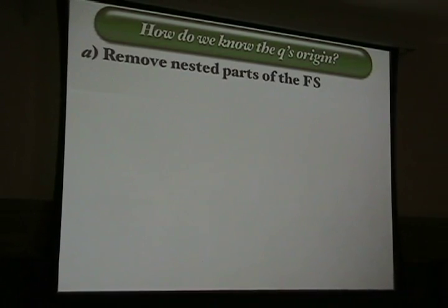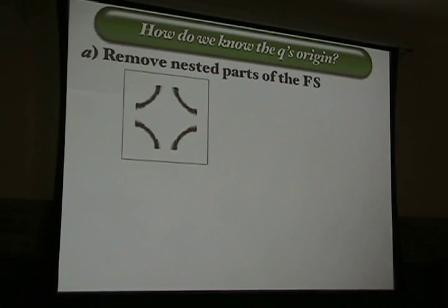So why do these remain constant? And, oh, I took that slide out. I'm sorry. So first of all, how do we know where these things come from? Well, we have the data. We can just deconstruct it, right? It's not like STM. You can't take it apart, but we can take this apart. So we can remove, for example, the nested part.